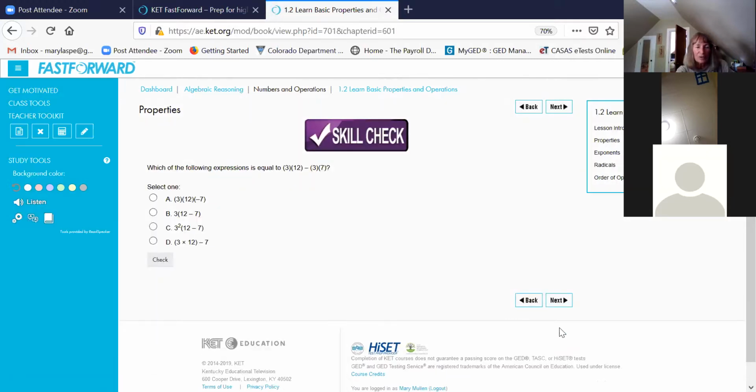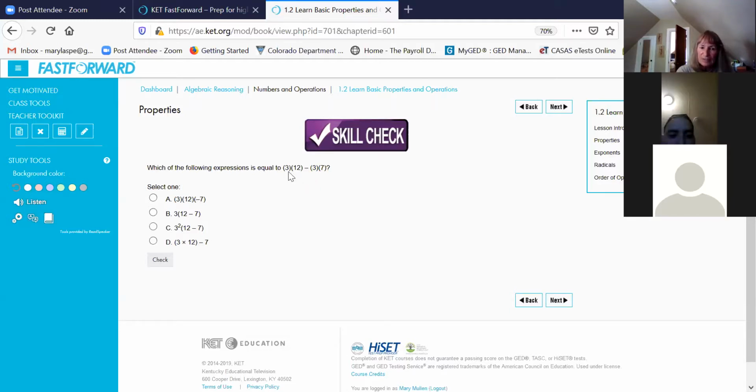Here we go. So what should the expressions be? What do they want there? So 3 times 12 minus 3 times 7. Oh, okay. So here's subtraction.